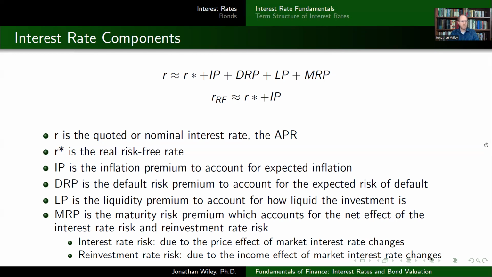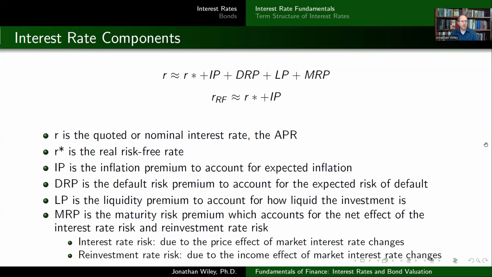First off, in this equation, R is going to be the quoted or nominal interest rate, sometimes known as the annual percentage rate or APR. That's the overall rate, and it's going to be approximately made up of several pieces. Sometimes I've used an equal sign here, and as long as the inflation rate and the interest rates involved are not too large, you can view them as more or less equal. But if you start having really high inflation, this turns into more of an approximation, basically due to compounding. Let's work our way through the pieces.